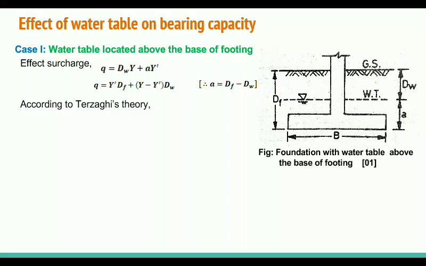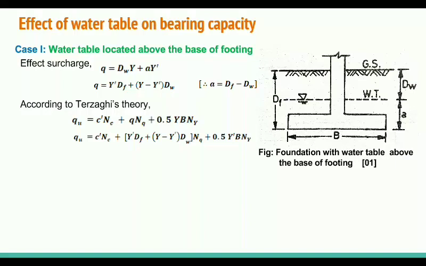According to Terzaghi's theory, we can write the ultimate bearing capacity of the soil as c dash Nc plus Q Nq plus 0.5 gamma B N gamma. Here Q is the surcharge, or effective surcharge. We can put the value of Q, which we have written in the second equation, into this Terzaghi equation, and you can get this equation.